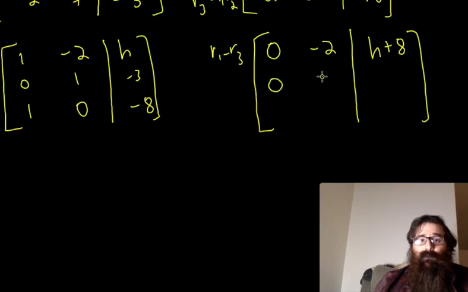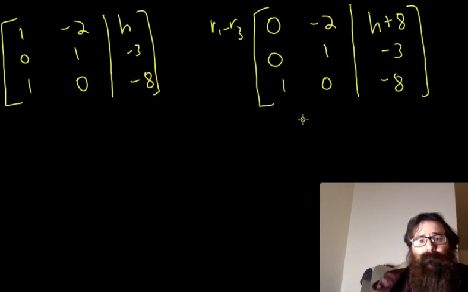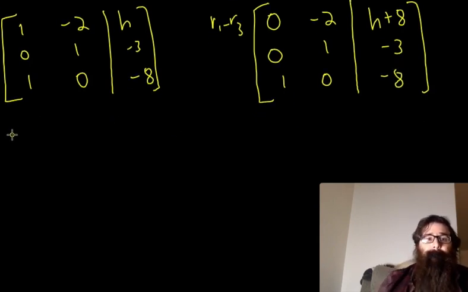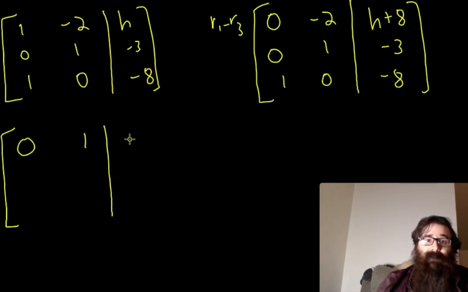I can rewrite rows 2 and 3. And now what I can do is scale row 1. I could do a -1/2 row 1. So I get 0, 1, augmented with, and this entry, I don't really know what it's going to be, but it's going to be h plus 8 all divided by -2. And I can rewrite rows 2 and 3.